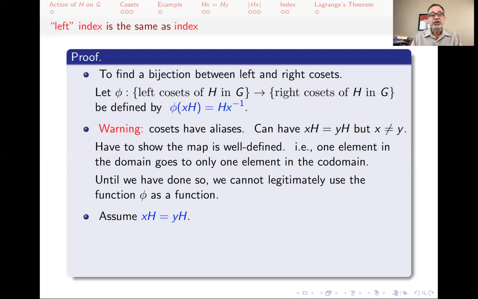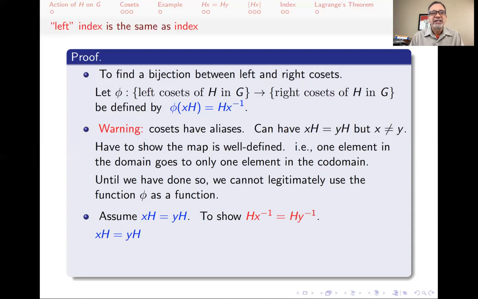I'm going to say, assume that I have two aliases for this left coset. So I have xh and I have yh, but they're the same. xh is the same as yh. And what I want to do is say that my rule is going to send these guys to the same place. Regardless of what alias this left coset uses, I'm going to be sending it to that one place. What I have to do is show that if the left coset xh is the same as yh, then Hx inverse is also the same as Hy inverse.